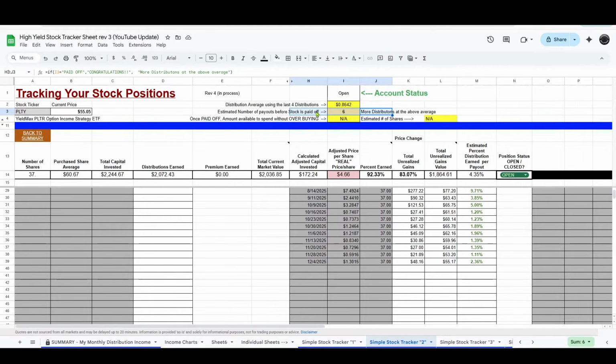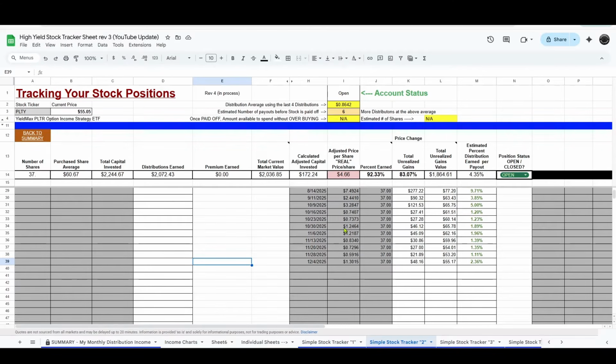And that is an estimate. That is not guaranteed, as these distributions are not guaranteed. But wow, getting super close to getting PLTY paid off as well. Oh, I'm so excited. I hope you're getting this sheet and you're able to enter in those purchases and distributions.